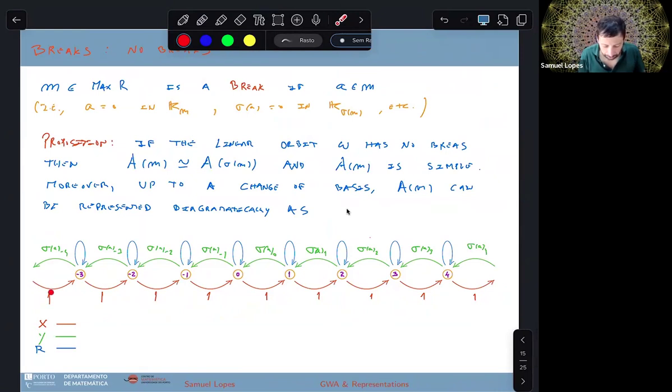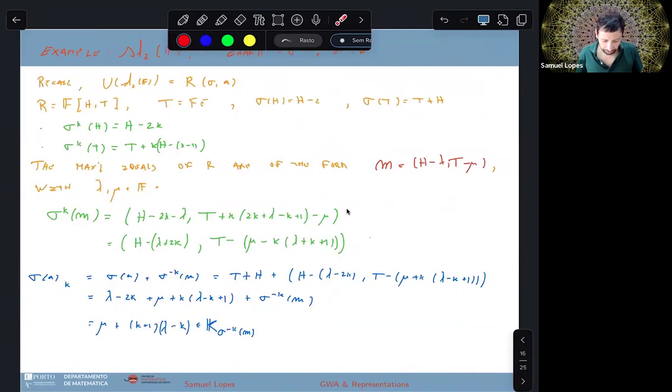That you can assume that X will always be acting as 1 and Y will always be acting like this, if there are no breaks. So the module looks very simple. Again, no pun intended. It is really simple. And we have learned something new. We have found a new irreducible module for SL2, which is infinite dimensional.